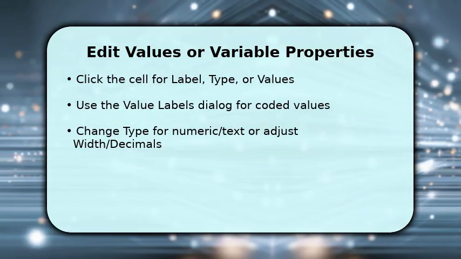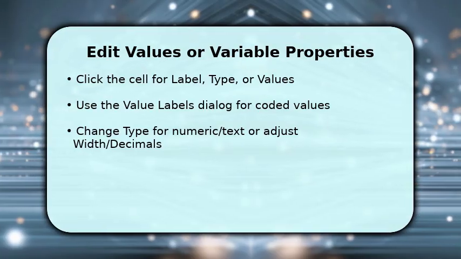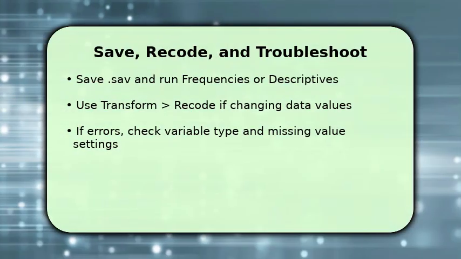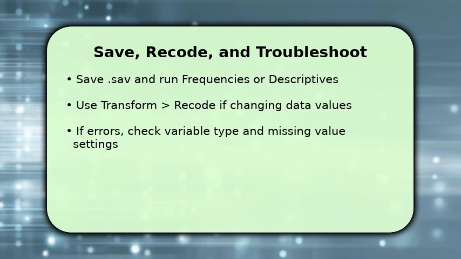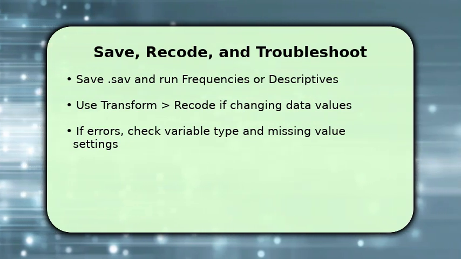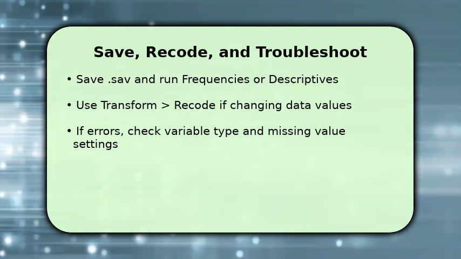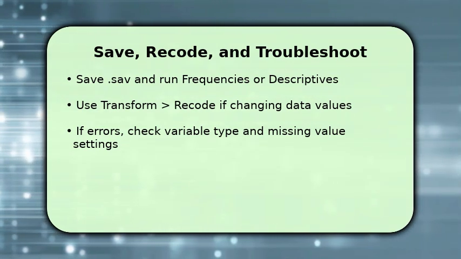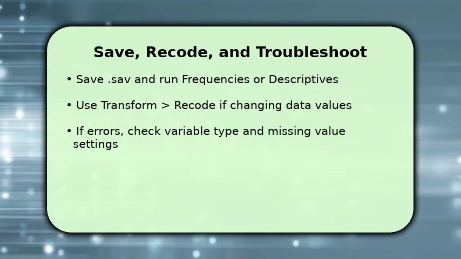Finish by saving the file and validating changes with frequencies or descriptives to confirm labels and values appear correctly. If you changed underlying values, use transform recode into same variables or into different variables to apply changes reproducibly.